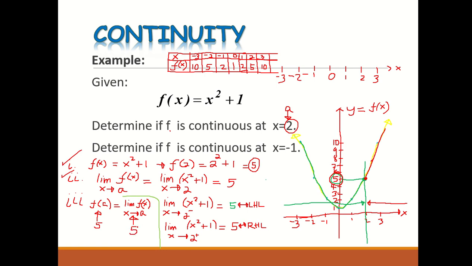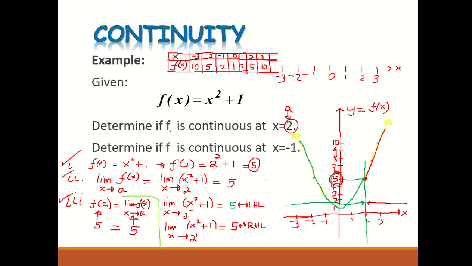Okay, so now we can say that f of a is equal to the limit of f of x as x approaches a. So they are equal. Therefore, we have satisfied the third condition also. So we can say that the function f of x equal to x squared plus 1 is continuous at x equal to 2. Okay? So I hope this is clear to you, class.